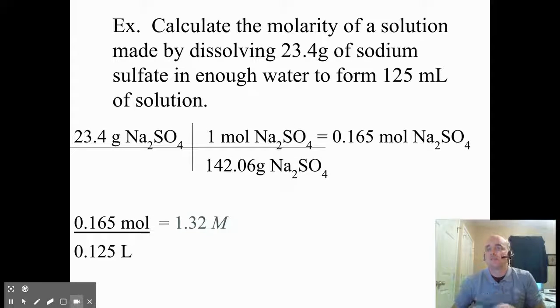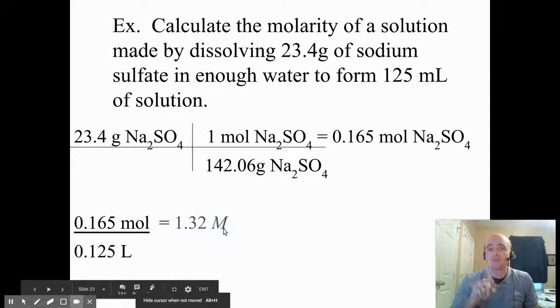It helps to see whenever you see the capital letter M, remember it's important to use a capital letter, that it means moles over liters. So you have 2 terms given to you with 1 number. That's very helpful.